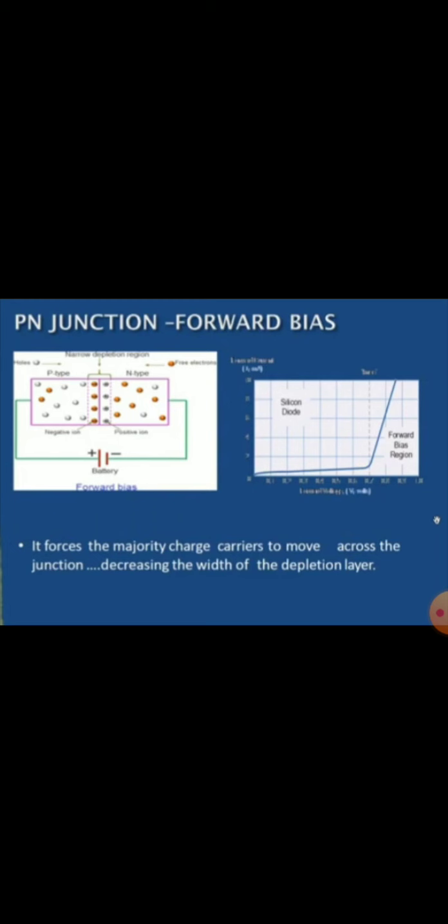Okay, what is forward biasing? When an external DC voltage is applied to the junction in such a direction that it cancels the potential barrier, permitting the current flow, this type of biasing is called forward biasing. To apply the forward bias, we connect the positive terminal of the battery to the P type and the negative terminal to the N type.